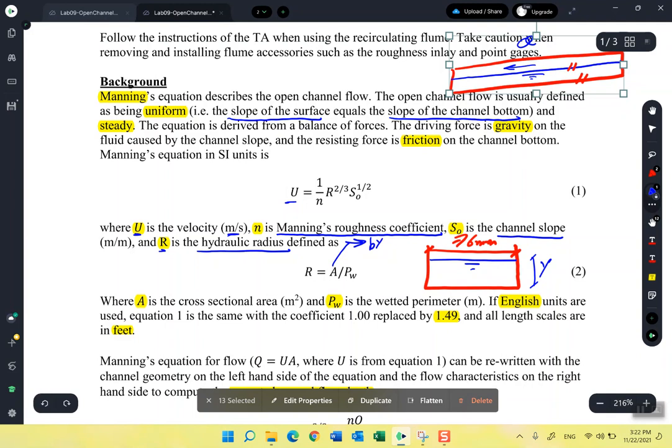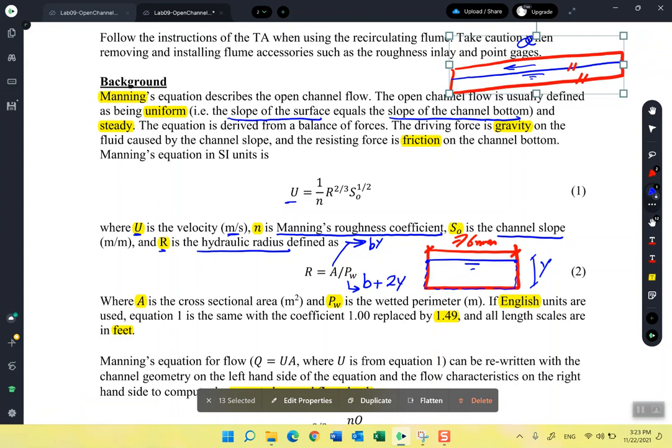What about the wetted perimeter? As the name says, it's the perimeter of the section that is wetted, or the perimeter of the section that touches the water. So basically it will be the length starting from this point up to this point. So by knowing that, the wetted perimeter will equal the bed width plus twice the water depth. Is it clear?